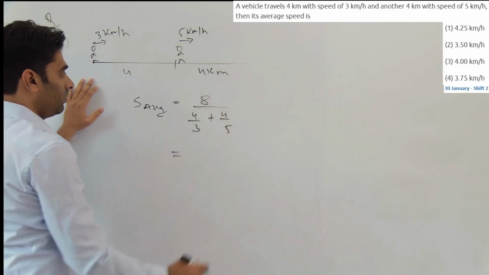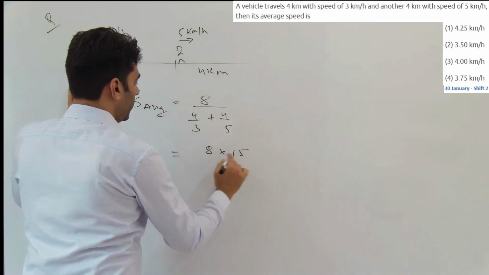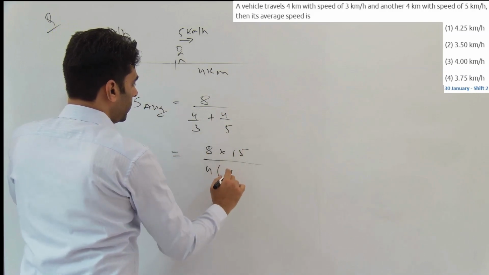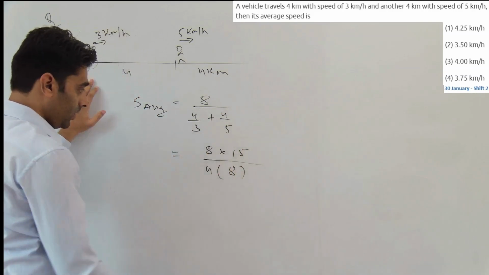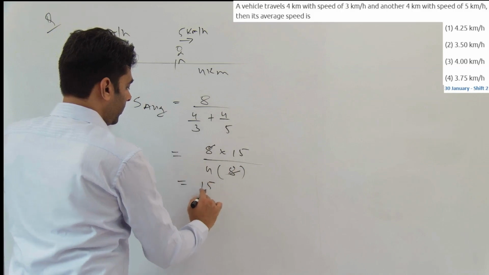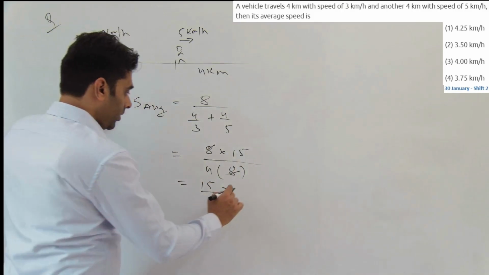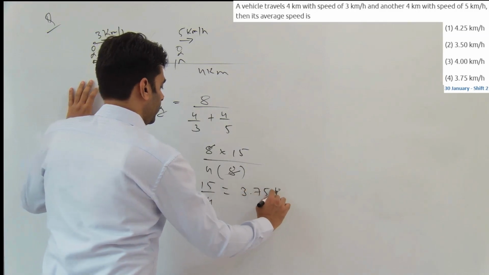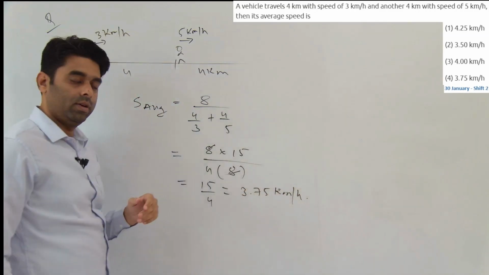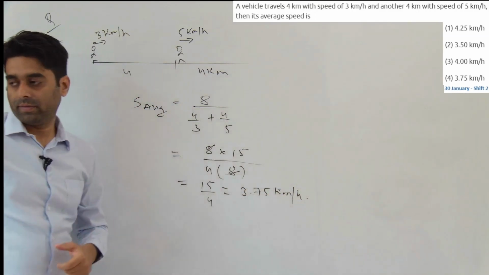If we solve it, we will get 8 into 15 by 4 times 5 plus 3, that is 8. Okay, 8 and 8 cancel out, we will get 15 by 4. So this will come out to 3.75 km per hour. Fine. Let's look at the next question.